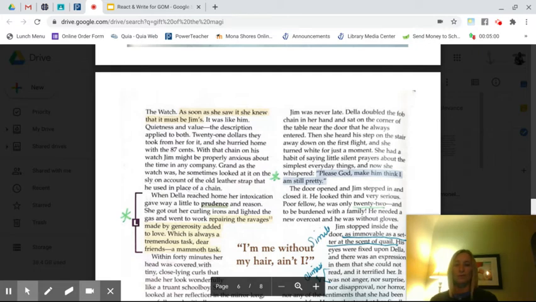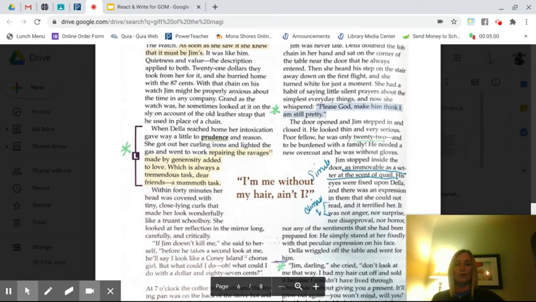$21 they took from her for it, and she hurried home with the 87 cents. With that chain on his watch, Jim might be properly anxious about the time in any company. Grand as the watch was, he sometimes looked at it on the sly on account of the old leather strap that he used in place of the chain.